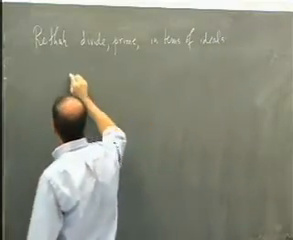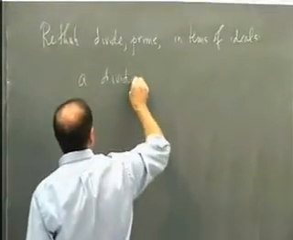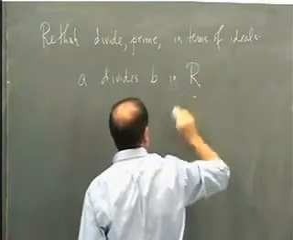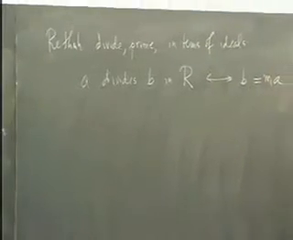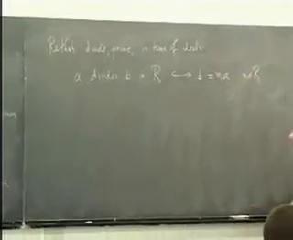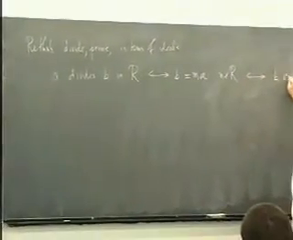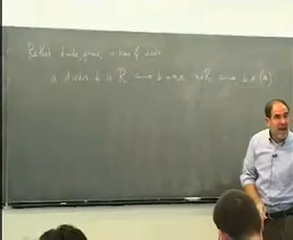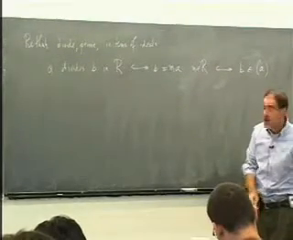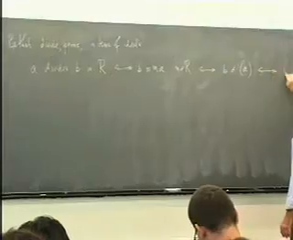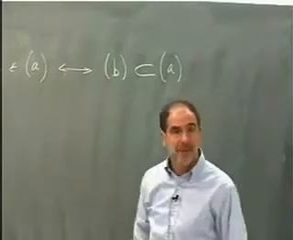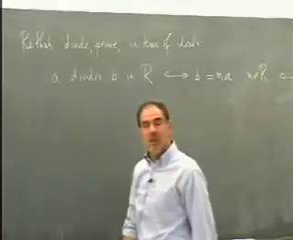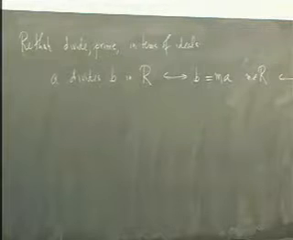First of all, what does it mean that A divides B in R? Well, that's if and only if B is some multiple of A, M in R, which is the same thing as saying that B is in the principal ideal generated by A. Okay? Which is the same thing as saying that the principal ideal generated by B is contained in the principal ideal generated by A. So divides we can express in terms of containing of principal ideals.